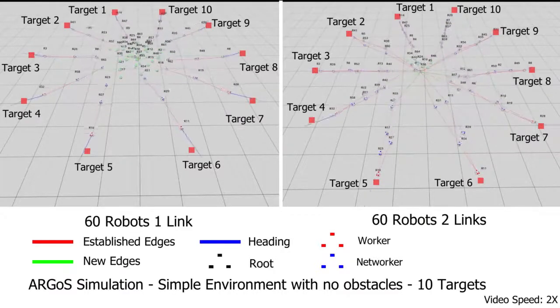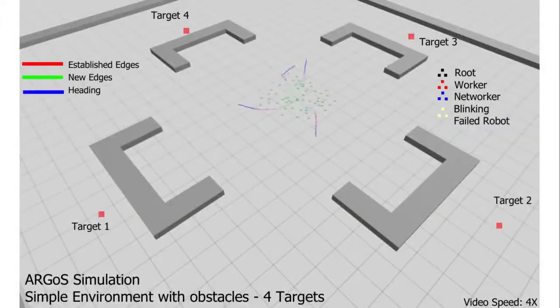The robots use a gradient algorithm to determine the route and worker. The worker robot extends the chain while staying connected with the route, through the networkers. A networker secures a communication link between two robots.